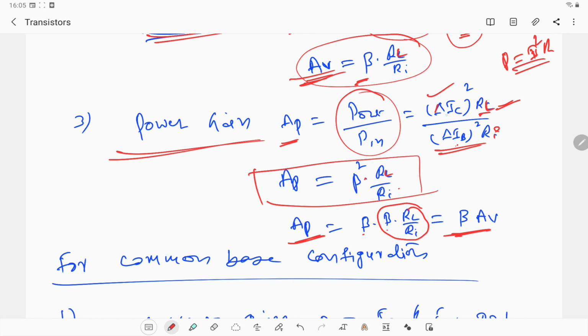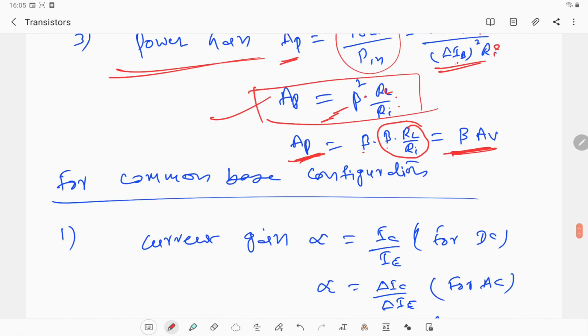Power gain is equal to (delta IC by delta IB) whole square into RL by RI. Or power gain is equal to beta square into RL by RI. Or power gain is equal to beta into AV. This is for common emitter configuration.